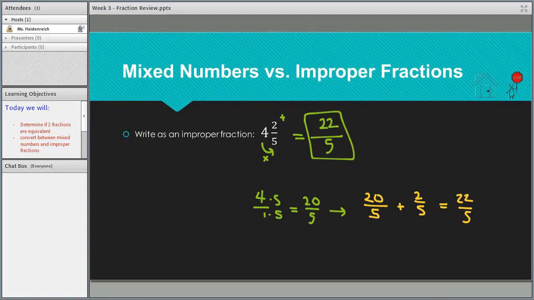Okay, I've shown my work in both ways, so you can check the way that you like. You can either change the 4 to a 4 over 1 and get it with a denominator of 5, so 20 over 5. Or you can multiply the 4 by 5 and get 20. And then we're going to add our 2 to that to get the 22 fifths.